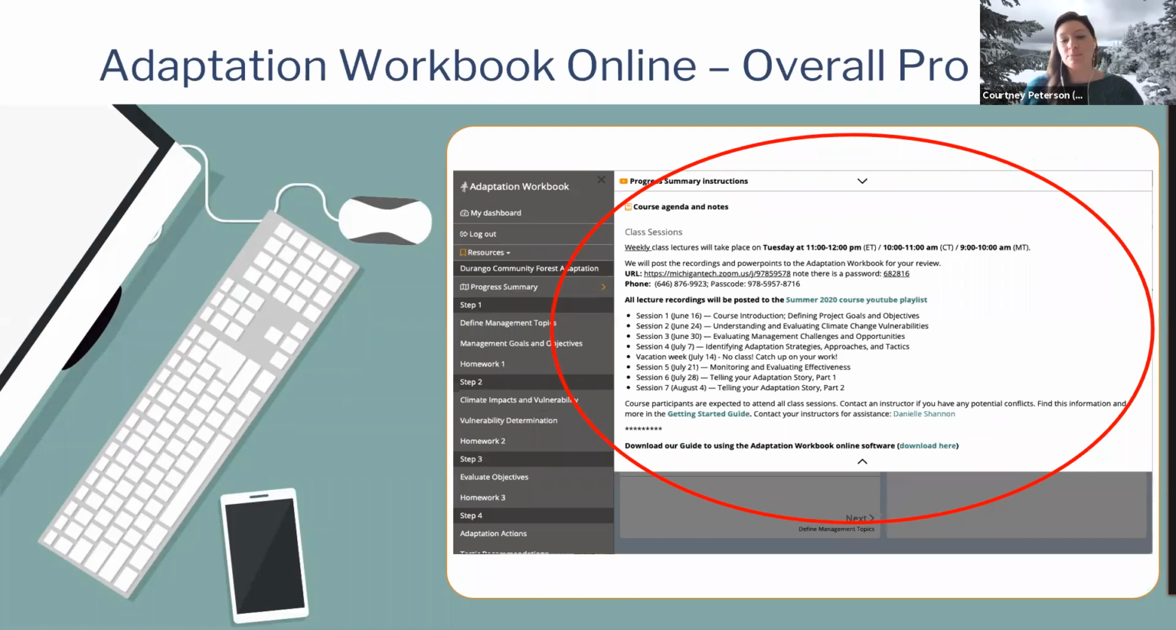And just as another reminder, the course agenda is in there as well. I think this is a screenshot from the summer course, but you will see the course syllabus and the schedule for our course for January through March. So that's another reminder of where to check out the schedule.